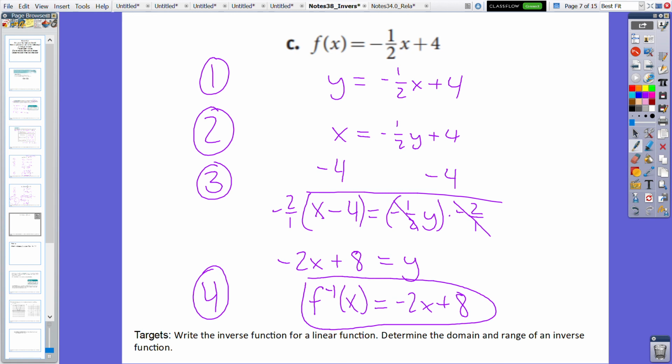So in the next video, we're going to take a look at why finding the inverse of a function is so useful.